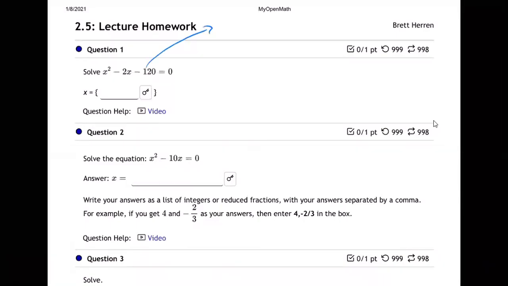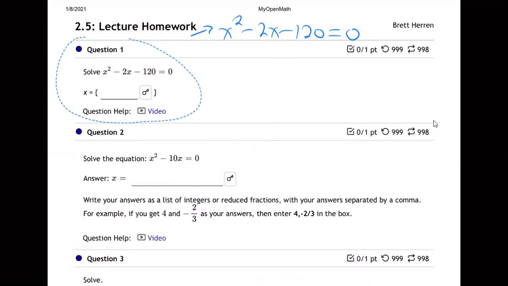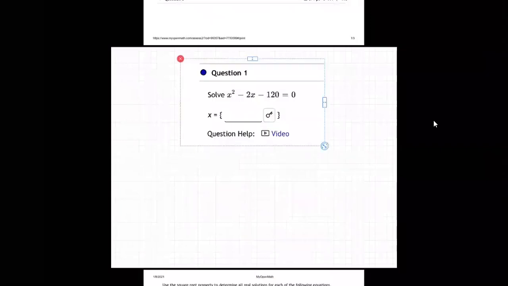Okay, so here's how you solve this problem. You bring it up here, x squared minus 2x minus 120 equals 0. Let me bring it down where there's a little more room so we can work on it with a little more space. There we go.